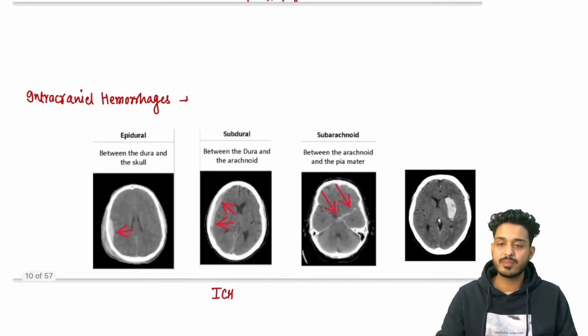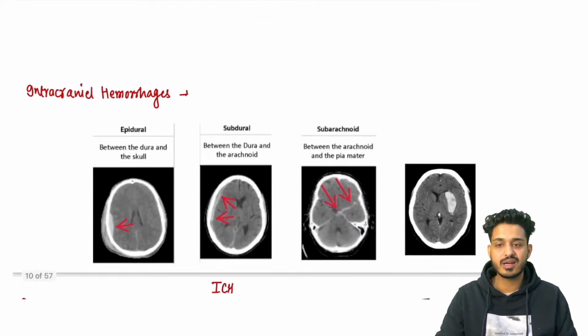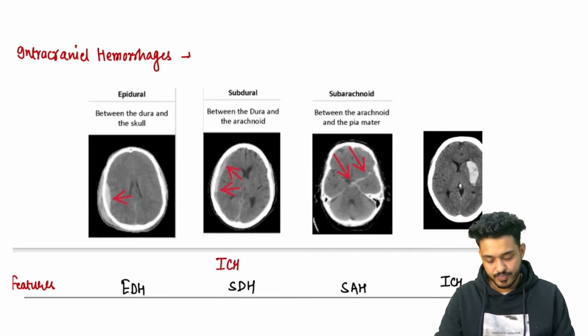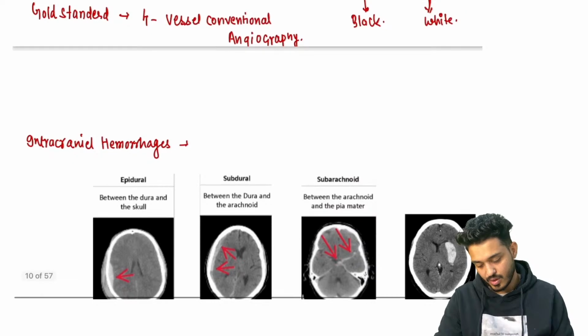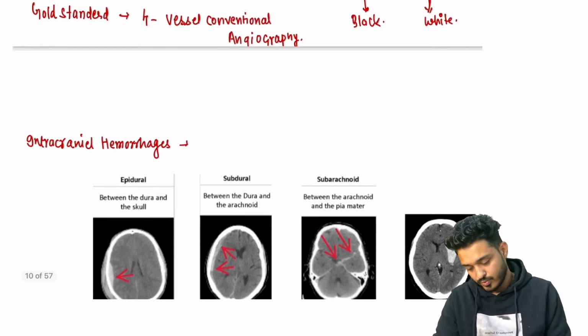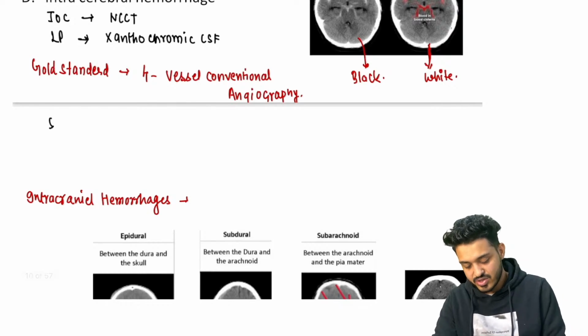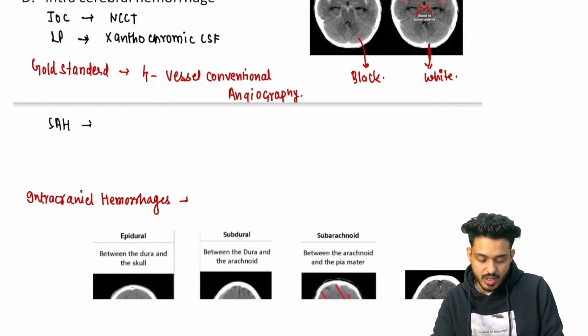Now let's try to summarize all the different types of intracranial hemorrhages we are having. Okay. So first let's talk about the treatment part of the SAH, subarachnoid hemorrhage. For the treatment, you are going to give which drug? You are going to use nimodipine.